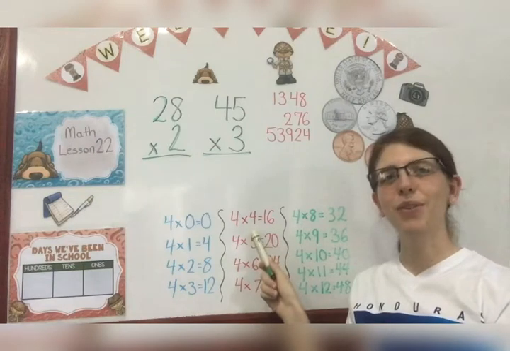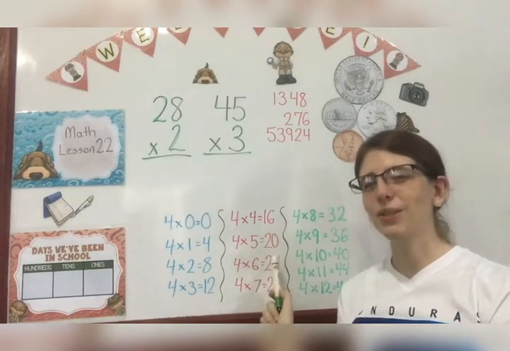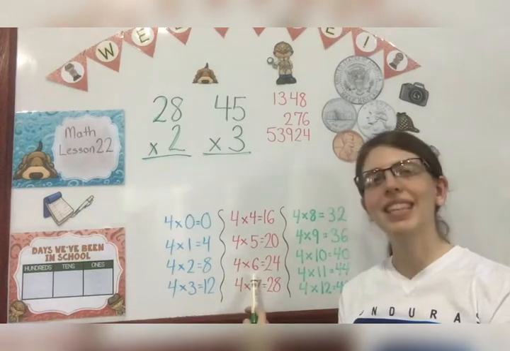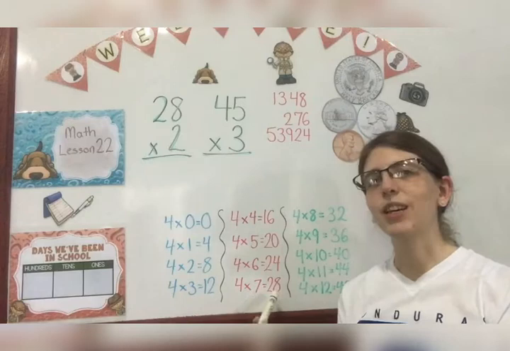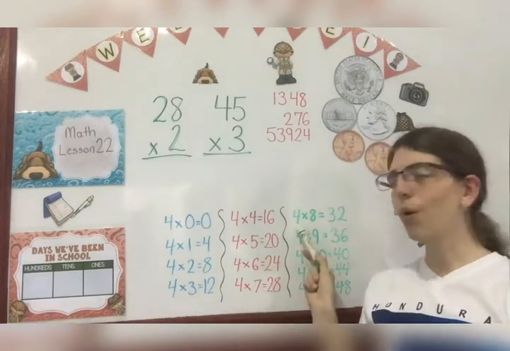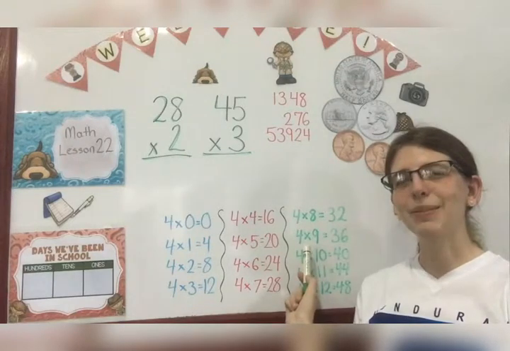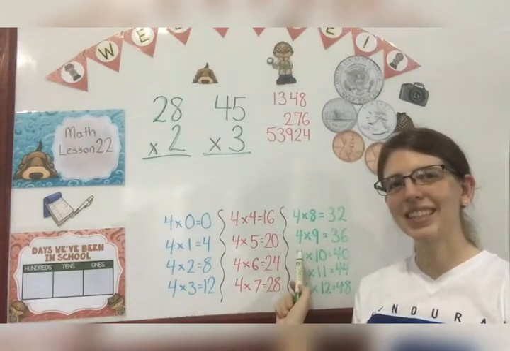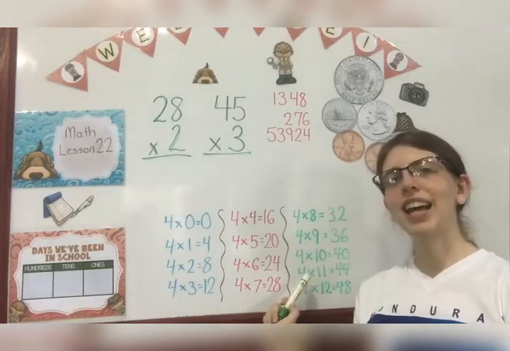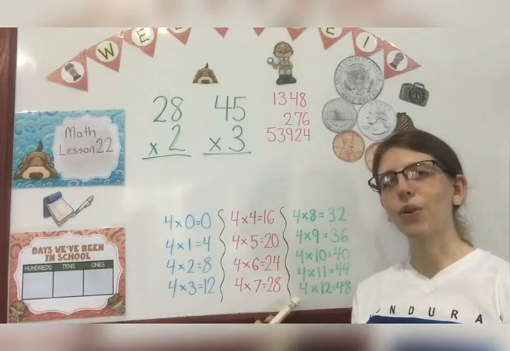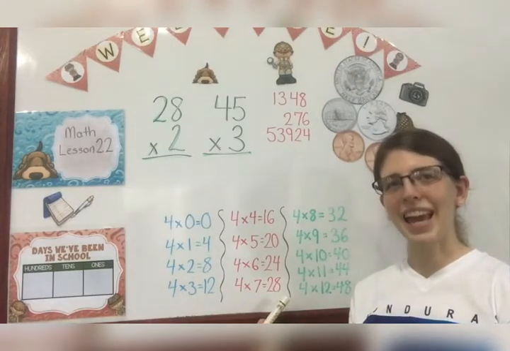4 times 4 equals 16. 4 times 5 equals 20. 4 times 6 equals 24. 4 times 7 equals 28. 4 times 8 equals 32. 4 times 9 equals 36. 4 times 10 equals 40. 4 times 11 equals 44. And lastly, 4 times 12 equals 48.